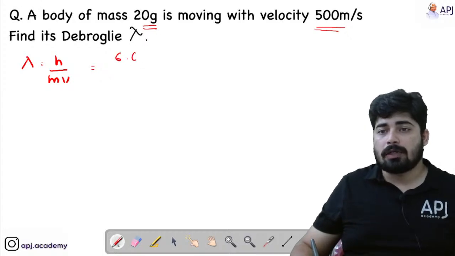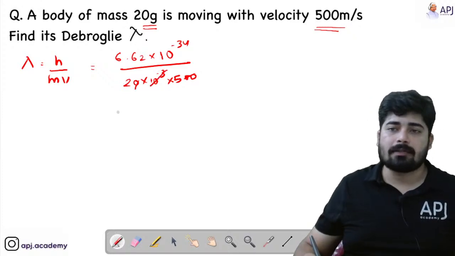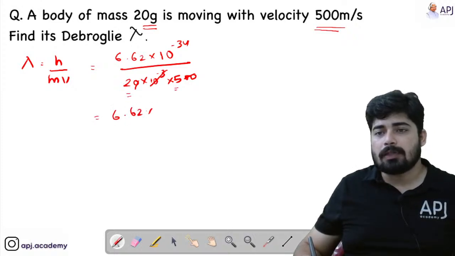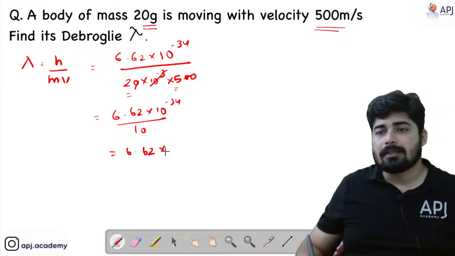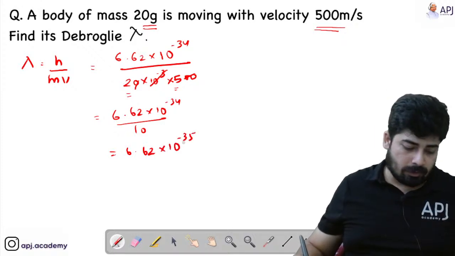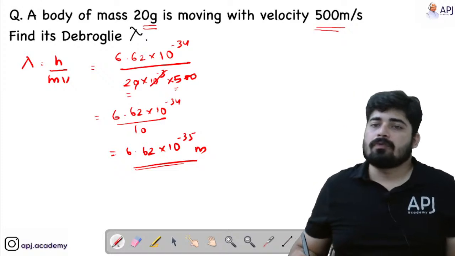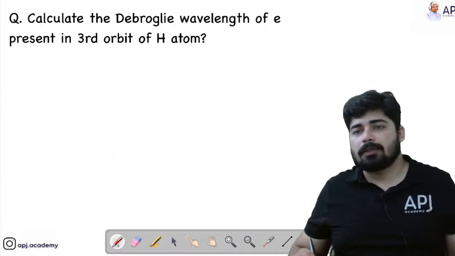So 6.62 into 10 raised to minus 34 divided by mv, 20 into 10 raised to minus 3 into 500. So these two zeros and one zero, total 3 zeros, and 10 raised to minus 3 can be cancelled. So this is 2 into 5 is 10. So you will get the answer as 6.62 into 10 raised to minus 34 divided by 10. That means 6.62 into 10 raised to minus 35 meter will be the de Broglie wavelength. Okay, so hope this is clear. Now let's move on to the next one.